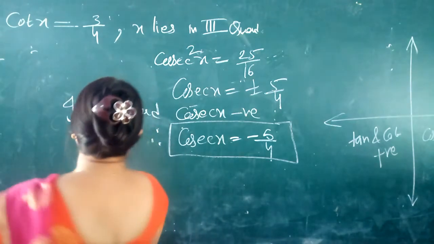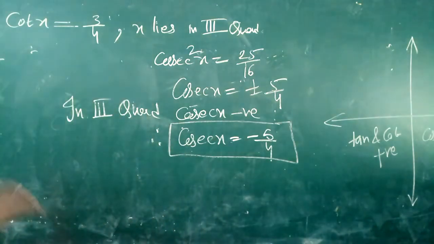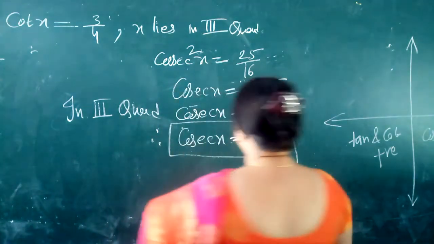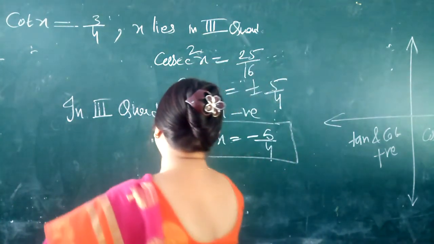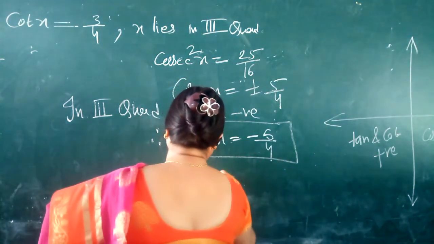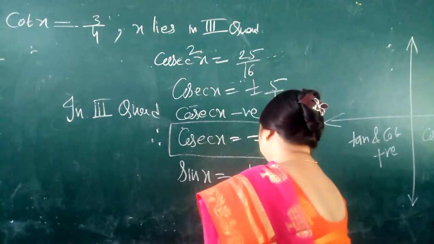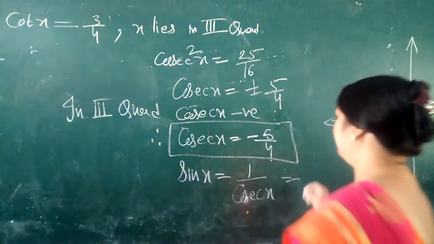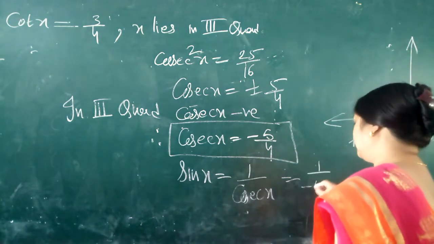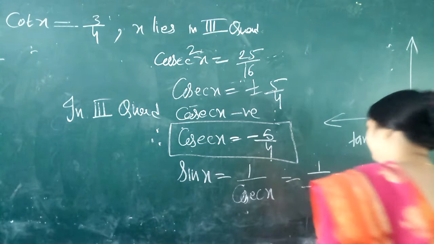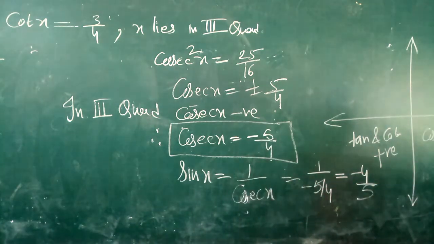Now cot x is 3 by 4 and cosec x is minus 5 by 4. We can find out the value of sin x here. What is the value of sin x? You know that it is 1 upon cosec x. So it will come 1 upon minus 5 by 4, so it will come minus 4 by 5. This is the value of sin x.